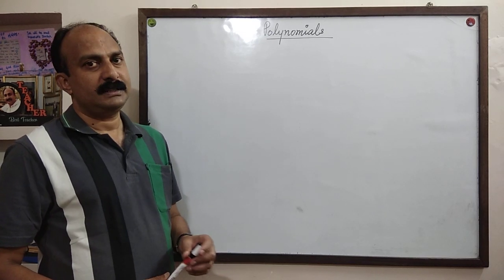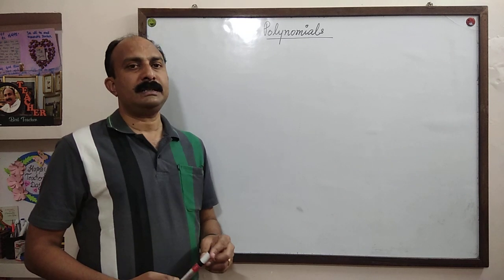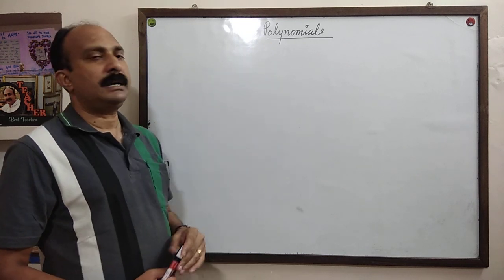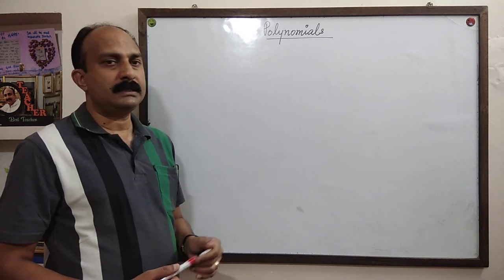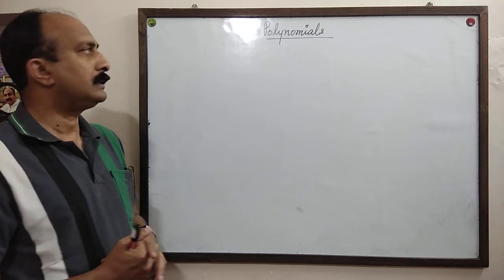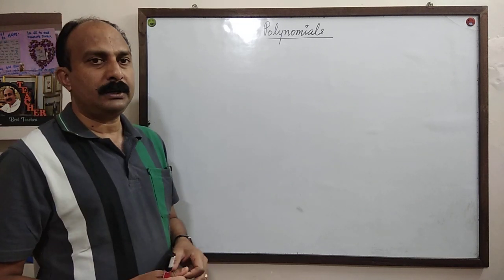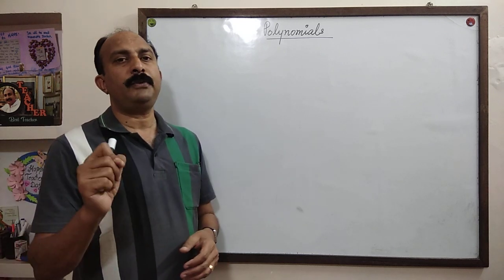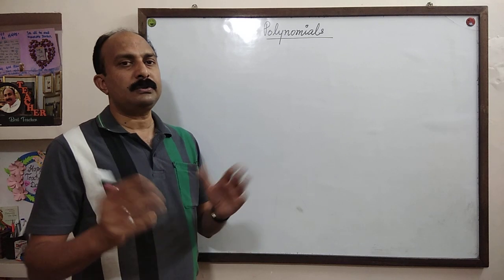Hello students, this is the continuation of chapter 2 of class 9 mathematics and the chapter is polynomials. We had already one class on this topic, polynomials. This is the second class on the topic polynomials. Today we are going to discuss the topic zeros of a polynomial. What is meant by zeros of a polynomial?